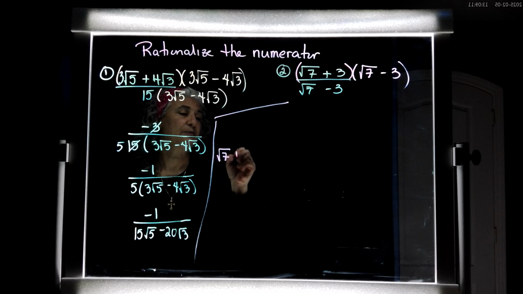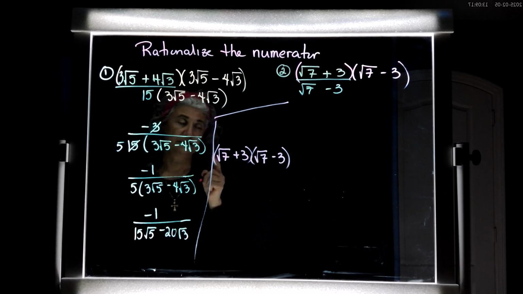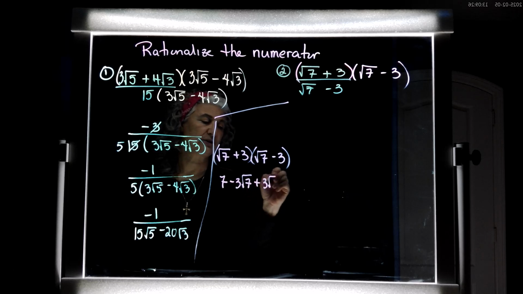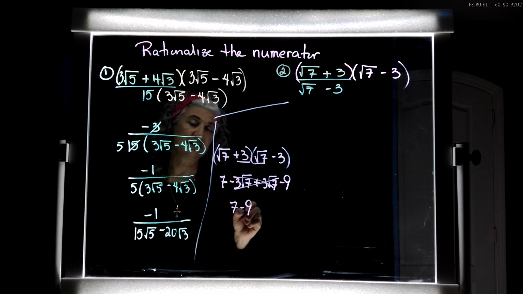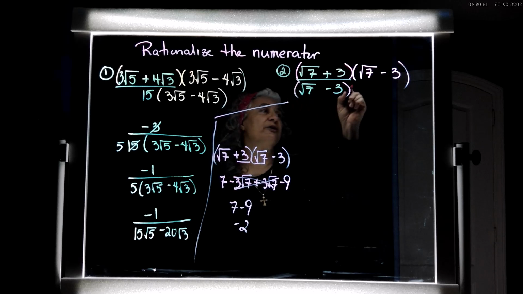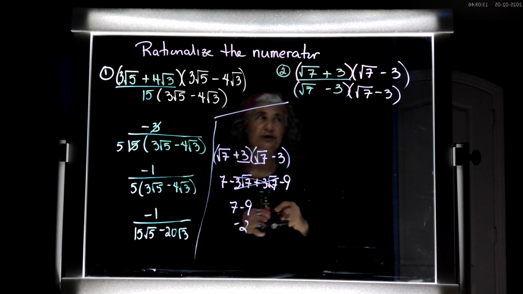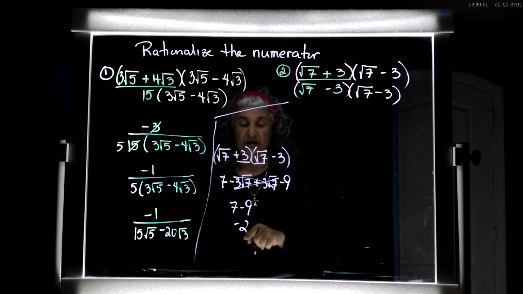So square root of 7 plus 3 times its conjugate. Okay, so that'll be 7 minus 3 root 7 plus 3 root 7, right? And then minus 9. Yay, these two in the middle drop out. And I have 7 minus 9, negative 2. Okay, so it worked in the numerator. I was able to cancel the radicals. So I'm going to multiply the denominator by the same thing I multiplied the numerator by. Okay, so we have in the numerator negative 2.